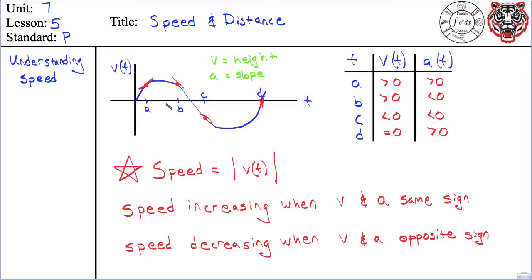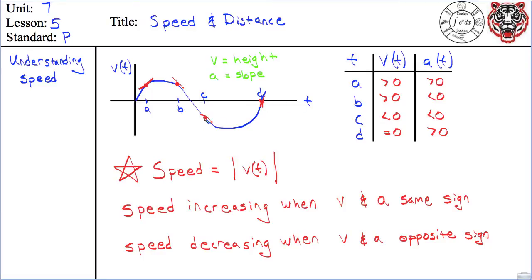Let's analyze the graph here. So at A, I'm going faster and faster. I'm going a positive speed, and I'm going faster and faster because I have a positive slope. So I'm increasing here. At B, I'm decreasing in my speed because I'm already going positive in terms of my velocity, but I'm trying to slow down to go back to 0 velocity. So I'm slowing down at B.